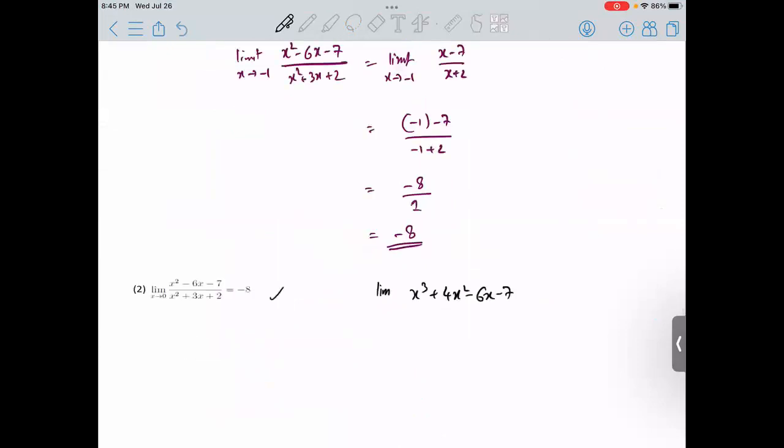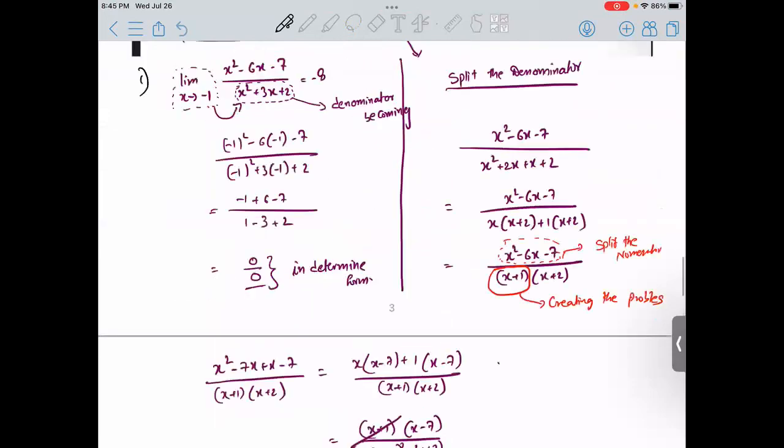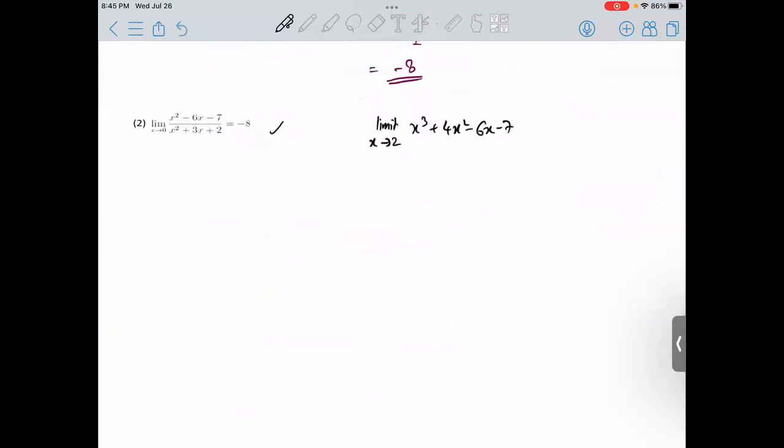Limit x tends to 2. So substitute 2 in this. 2 cube plus 4 into 2 square minus 6 into 2 minus 7. 2 cube is 8, plus 4 into 4, minus 12 minus 7. 8 plus 16 minus 12 minus 7. What is the value? 8 minus 3, 5. Yes.